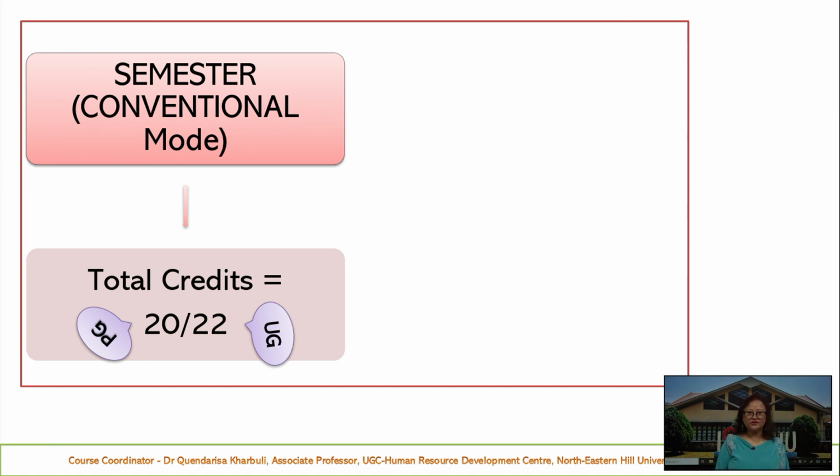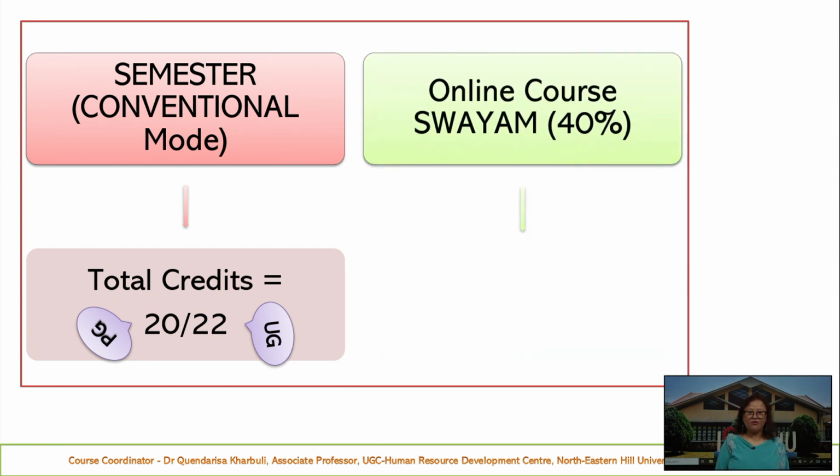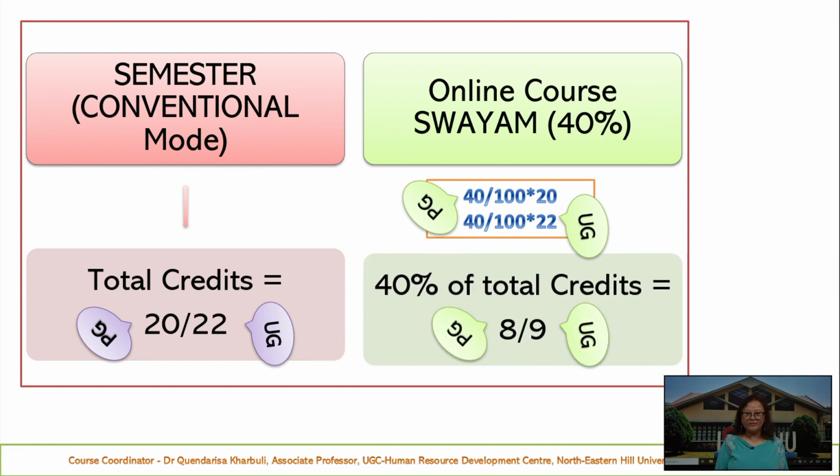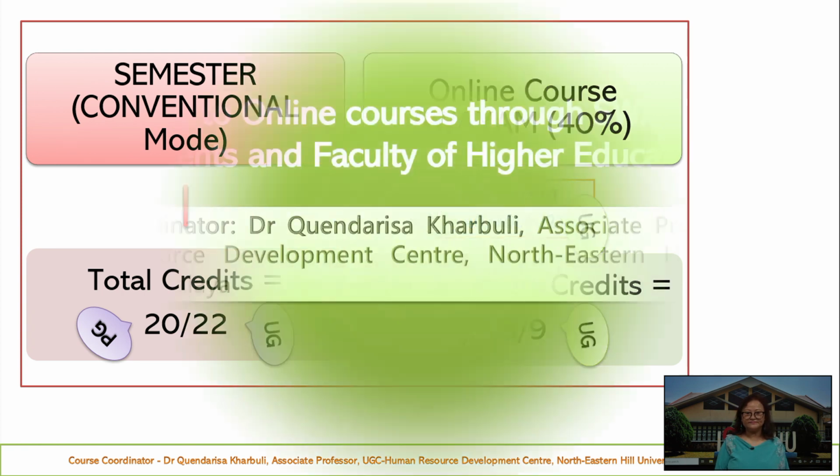Now coming to the online. Now in an online course, we need 40%. So 40% of 20 will give how many credits? And 40% of 22 will give how many credits? So for the postgraduate program, this comes to a total of 8 credits through the online course, whereas for the undergraduates, roughly 8 to 9 credits.